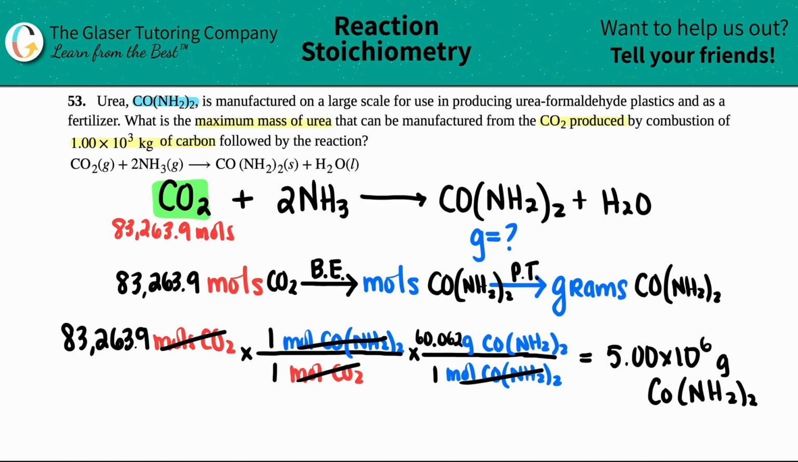Now, they didn't specifically say whether they wanted this in grams or in kilograms, right? But since they gave it to us in kilograms, probably they're looking for kilograms. But we know how to go from a gram value to a kilogram value, right? All we have to do is just divide by 1,000. So take this number and divide by 1,000. So I'm just going to say that this is the same as 5.00 times 10 to the third kilograms of urea. And that is also an acceptable answer. So that's it. There you go.